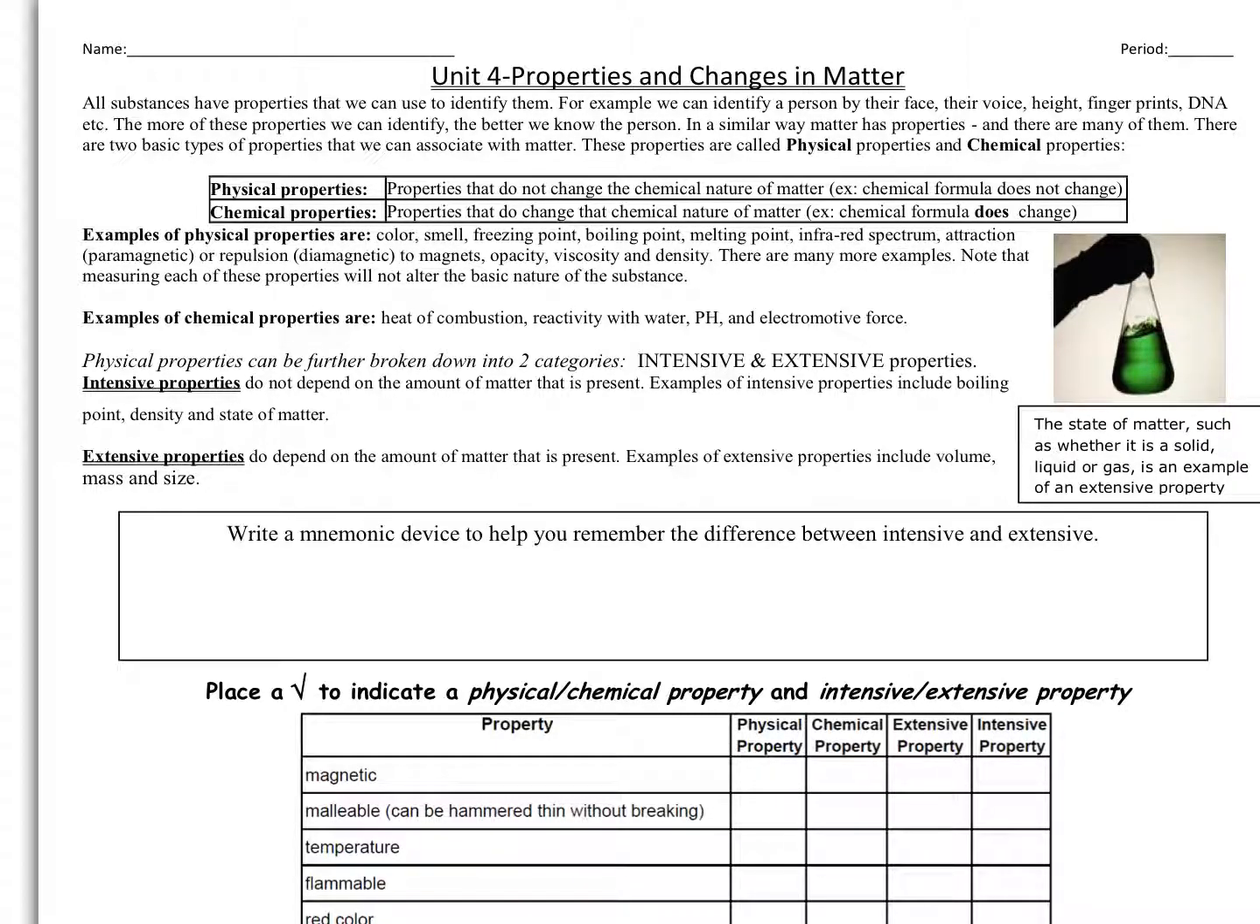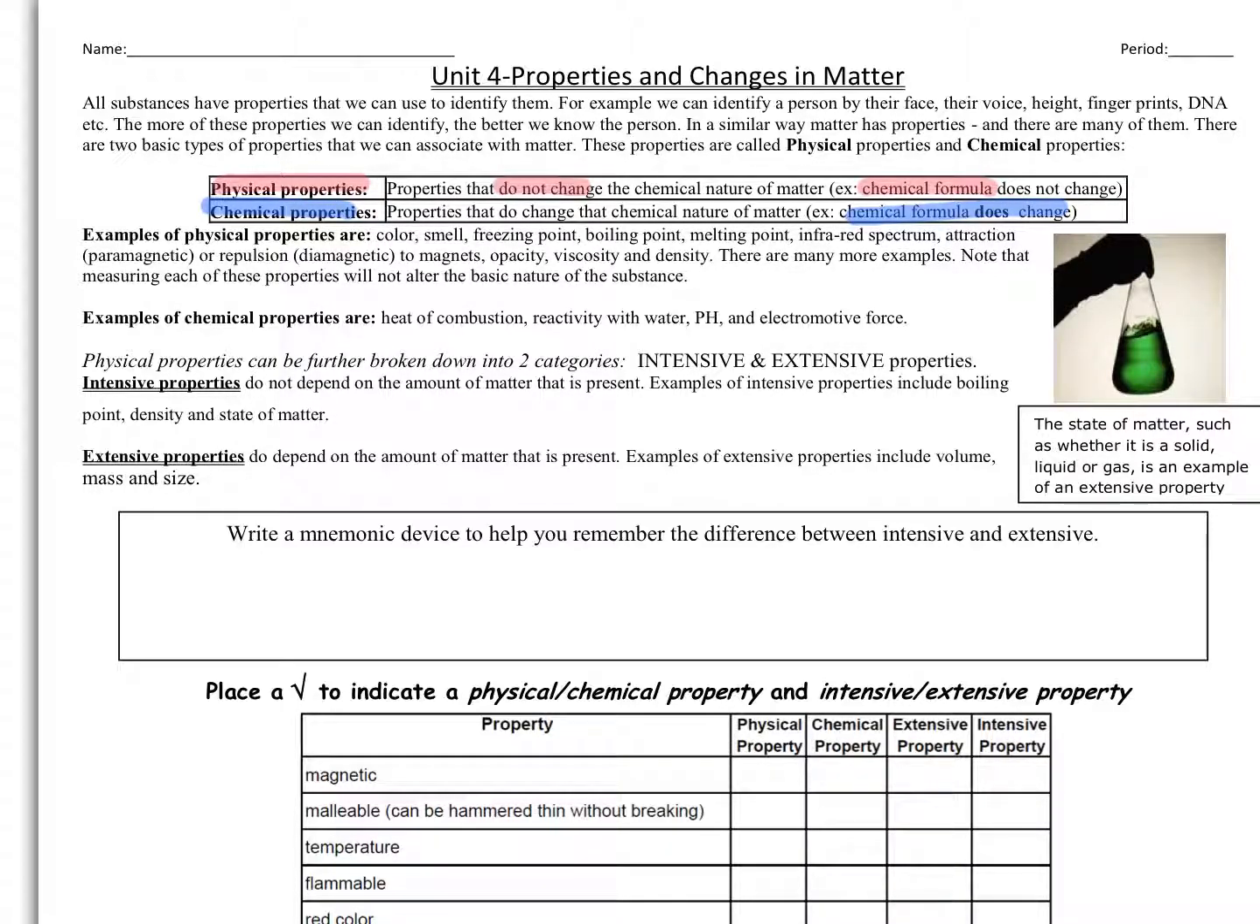So all substances have properties that we can use to identify them. We're going to call these physical properties or chemical properties. Physical properties do not change the chemical nature. Specifically, they do not change the chemical formula. This is going to be very crucial, and this is why we focused on formulas before we talked about physical and chemical changes in properties.